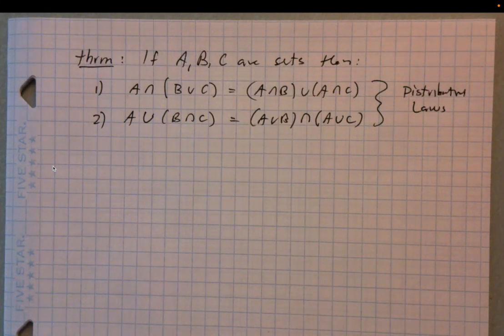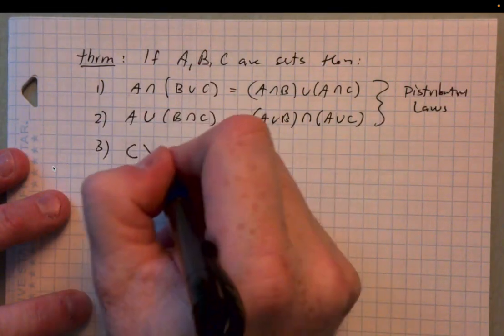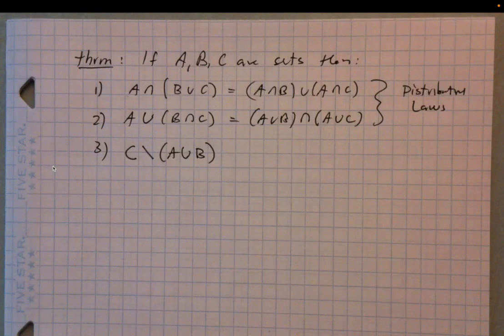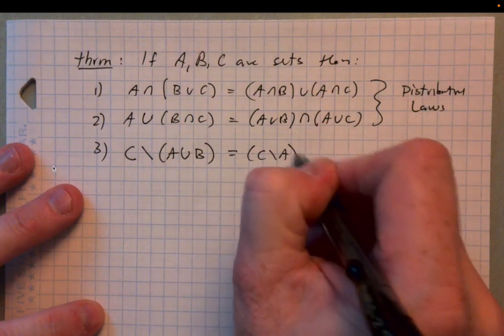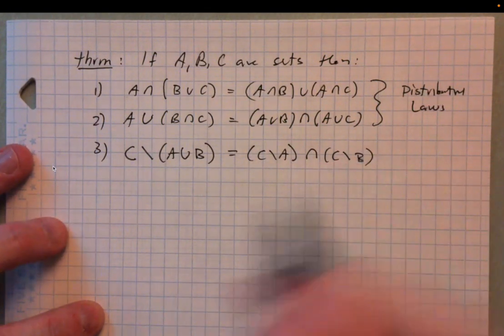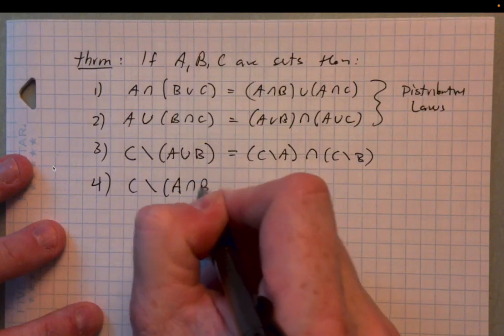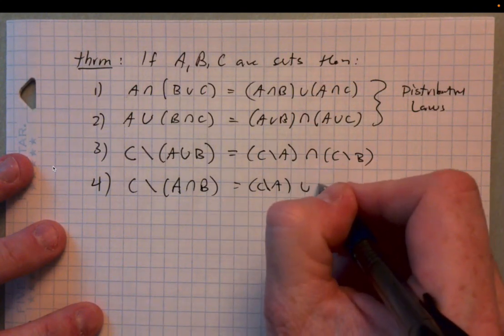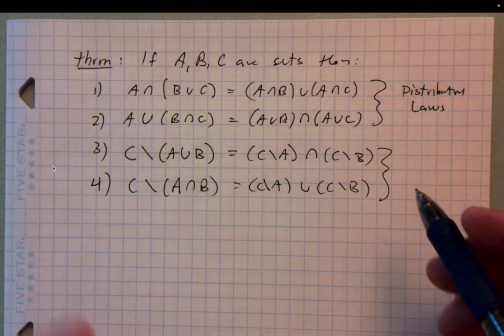And the other two are as follows. The first one would be C minus A or B, the relative complement of C in A or B. This is going to be equal to C minus A and C minus B. And then the other one would be C minus the intersection A and B, which is equal to C minus A or C minus B. These two are what we call De Morgan's laws.